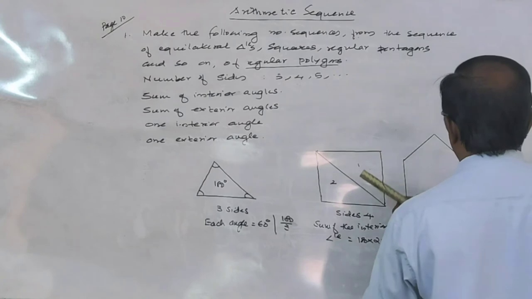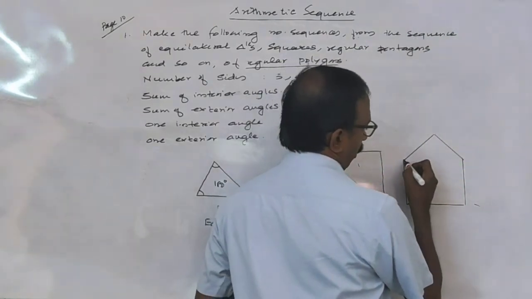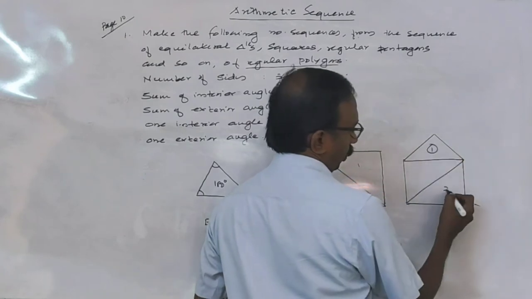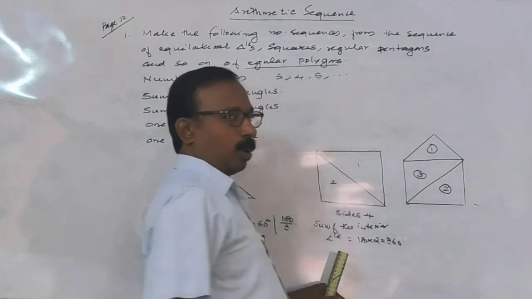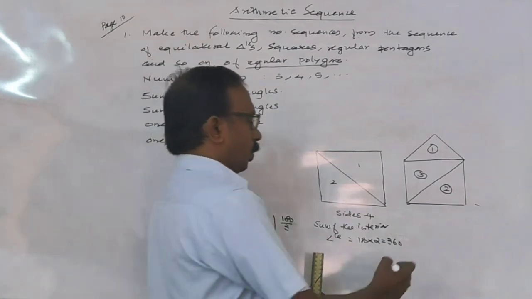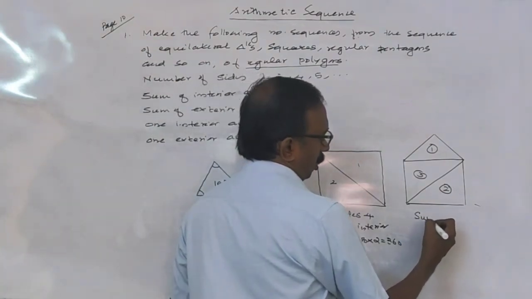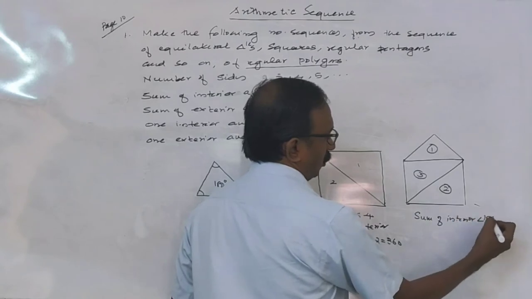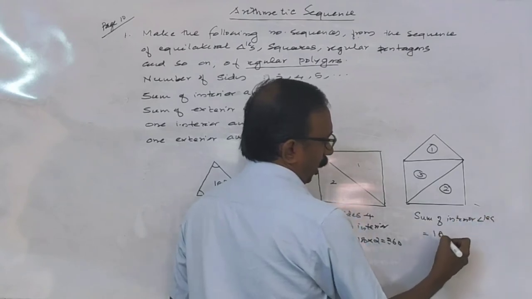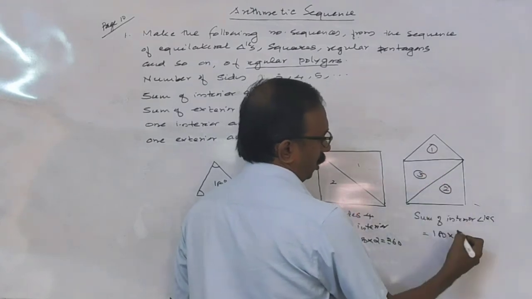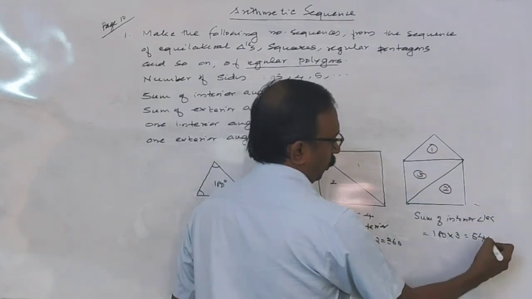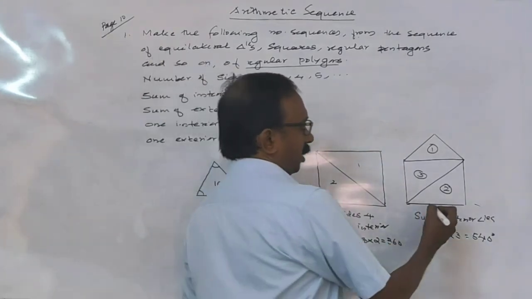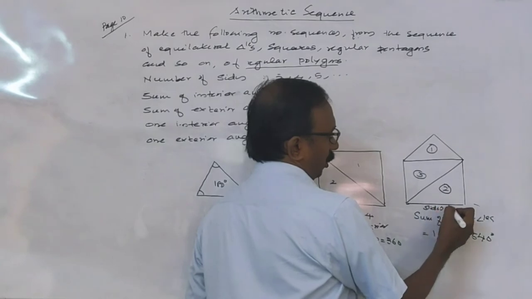Some of the interior angles are going to be another triangle. 1 triangle, 2 triangles, 3 triangles. All these triangles are the same. So, the sum of the interior angles is equal to 180 into 3 triangles. So, 540 is the sum of the interior angles. Understand? The number of sides of the polygon is 5.